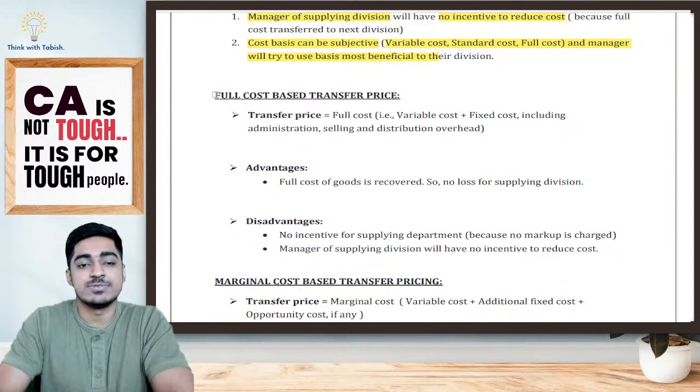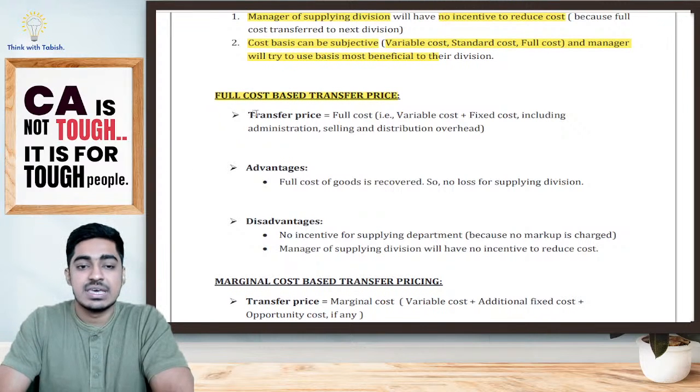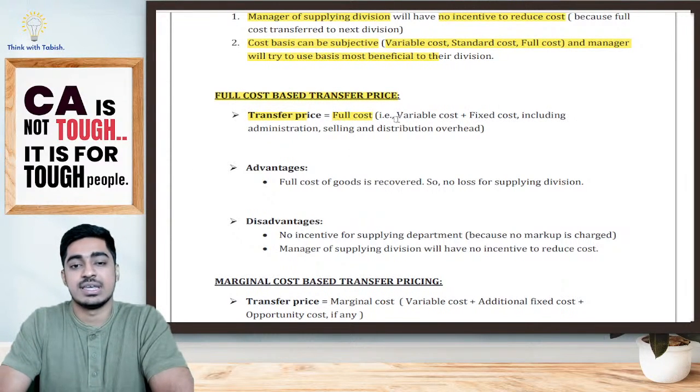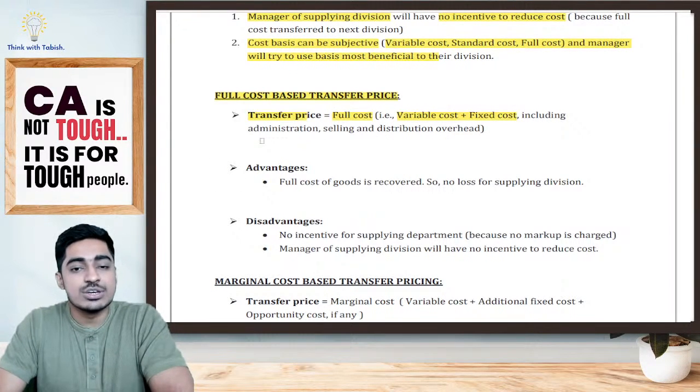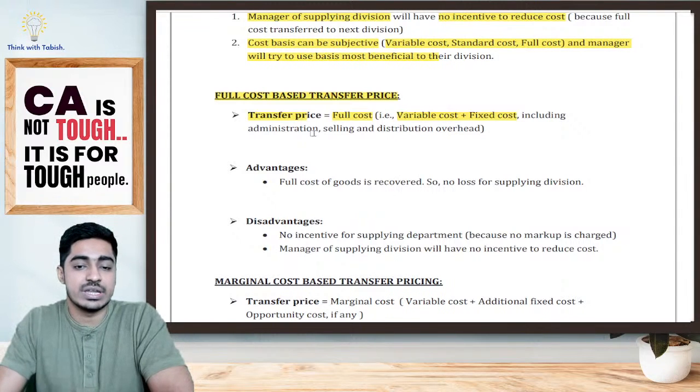Which all do we have? First, we have full cost based transfer price. Here the transfer price is full cost. It is variable cost plus fixed cost, including whatever are the overheads. However, if selling and distribution overheads are not incurred, we need not include that.